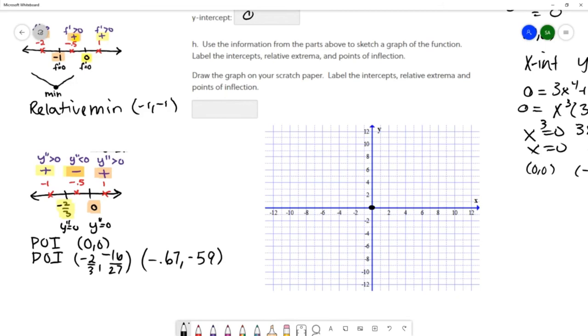-4/3 is 1 1/3. Then we have a relative minimum at -1, -1. Points of inflection at 0, 0, and a point of inflection at -2/3 and -16/27. I went ahead and wrote the decimal values for those so that we would know where to plot this point: -0.67, and this should be -0.59. So that would be about right here.